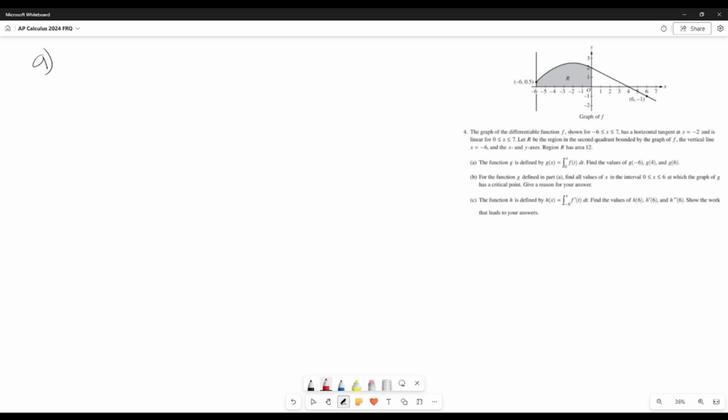Let R be the region in the second quadrant bounded by the graph of f, the vertical line x equals -6, and the x and y axes. Region R has an area 12.